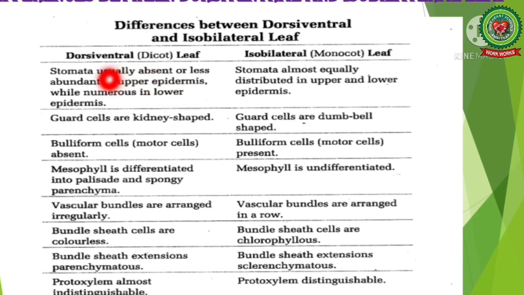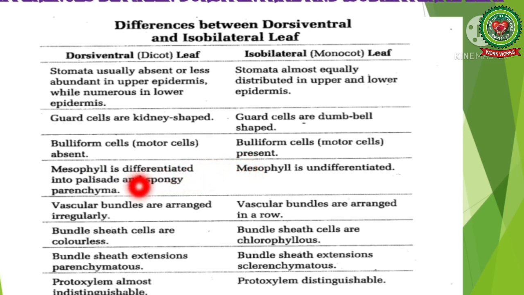As we have already discussed, dorsiventral leaves are the leaves present in dicots. Isobilateral leaves are the leaves present in monocots. Dorsiventral leaves are the leaves in which stomata are present more in number on the lower surface as compared to the upper surface, whereas isobilateral leaves are the leaves in which stomata are almost equally distributed. In a dicot leaf, guard cells are kidney shaped, whereas in an isobilateral leaf, guard cells are dumbbell shaped. In dorsiventral leaves, bulliform cells are absent, but they are present in the monocot leaf.